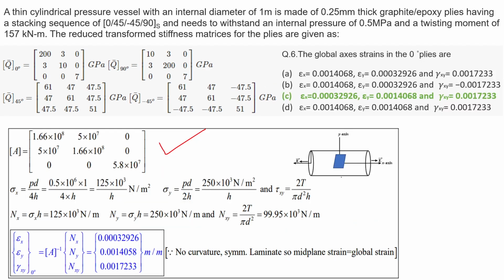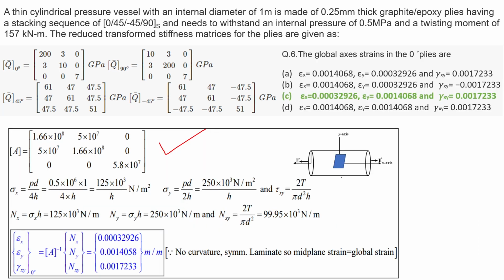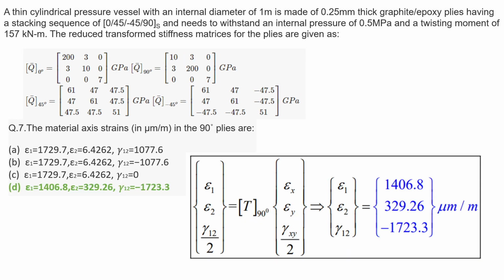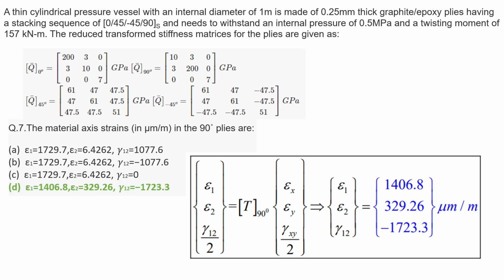The next question for the same given conditions, they are asking what will be the material axis strains in micrometer by meter in 90 degree ply. So here they got the global axis strain of the 0 degree ply. Now they are asking the material axis strain of the 90 degree ply. So as the global axis strain will be same for all the plies, just we have to use the transformation matrix and multiply it with the global axis strain, and from that we will get the material axis strain.